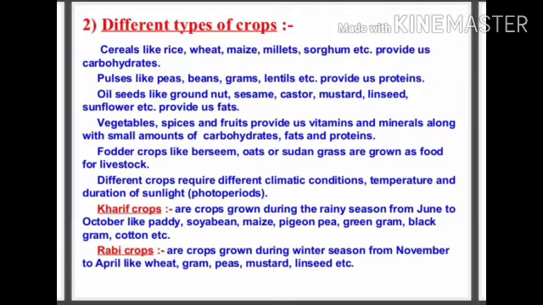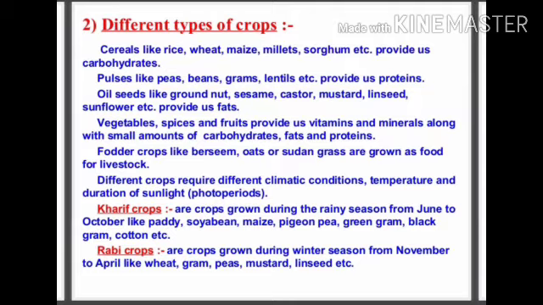But these types of crops need various climatic conditions, different temperatures and photoperiods, which means the duration of sunlight, to grow. So it is not easy to grow all the crops on similar soils. They also need different types of soils like black, alluvial, littoral soils.